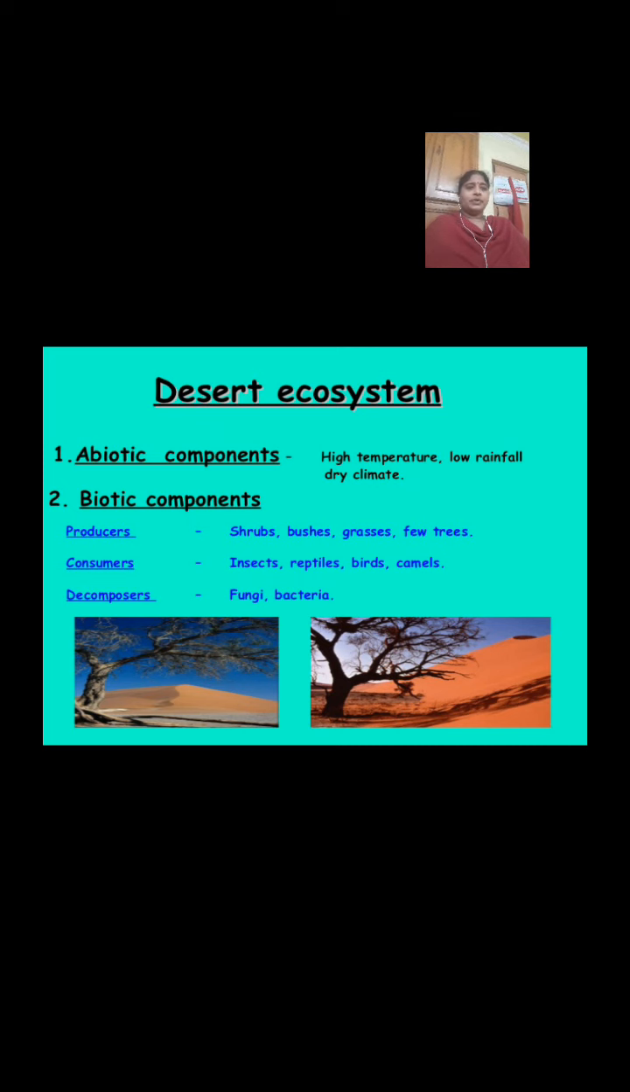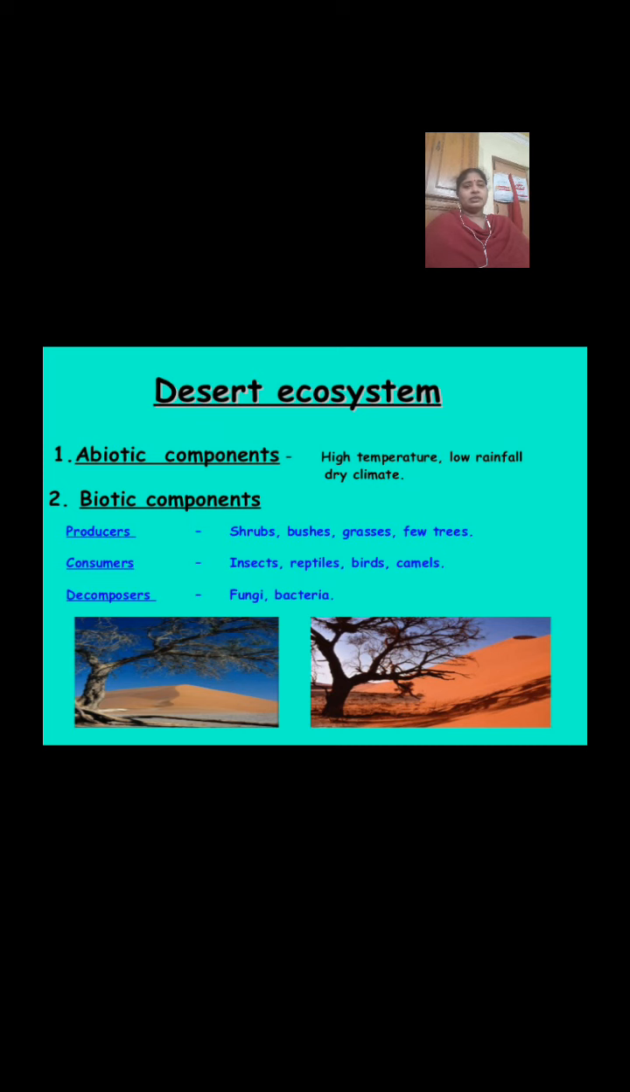So today let us discuss a few things about ecosystem. Okay, so ecosystem is nothing but a living community along with its physical environment, which are interacting with each other and interdepending on each other, and both together form an interacting system called an ecosystem.